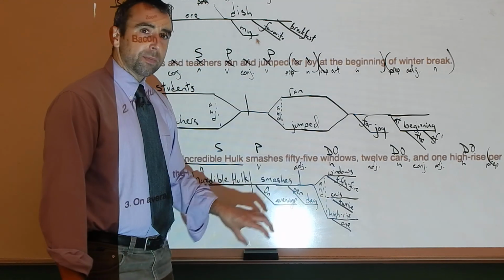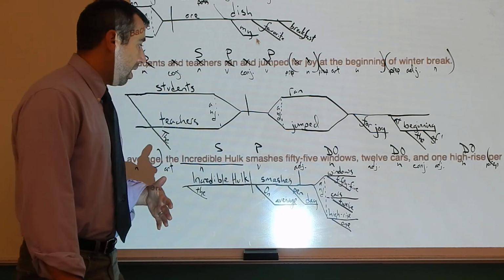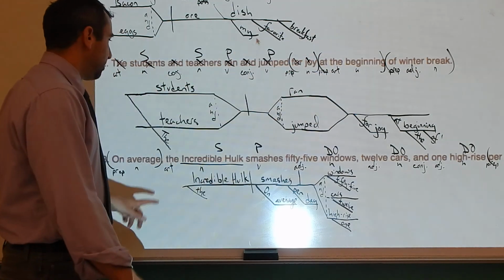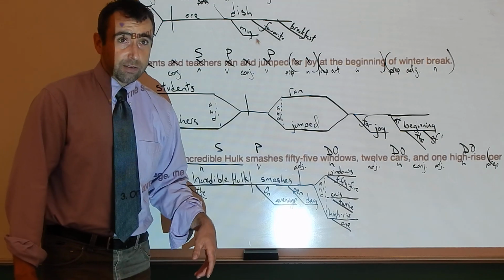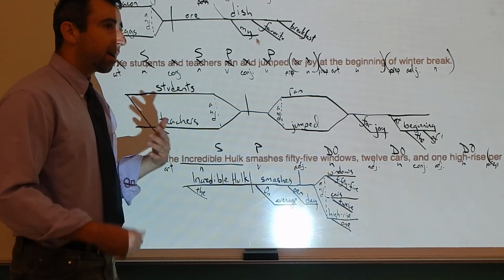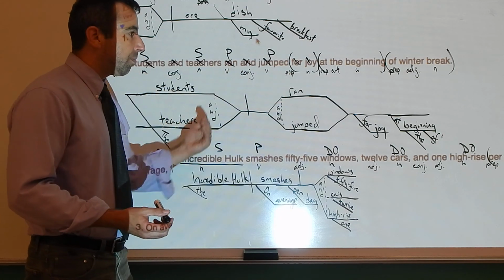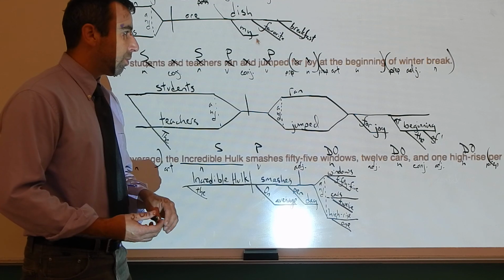And then we have the 2 prepositional phrases, each of which in this case comes off of the predicate. Because on average could be moved to the end of the sentence. The Incredible Hulk smashes 55 windows, 12 cars, and 1 high-rise per day, comma, on average. So that means that it's got to come off of the predicate, because when prepositional phrases or adverbs are mobile like that, you know they're coming off of the predicate, when we can move them around, when they're portable.